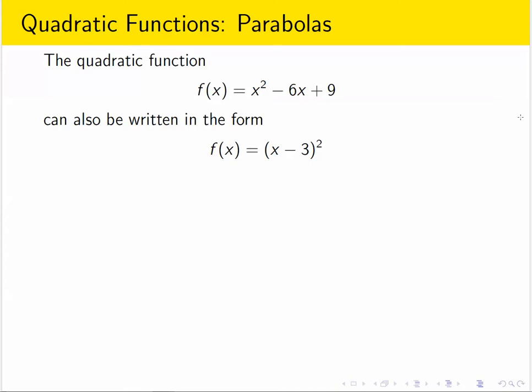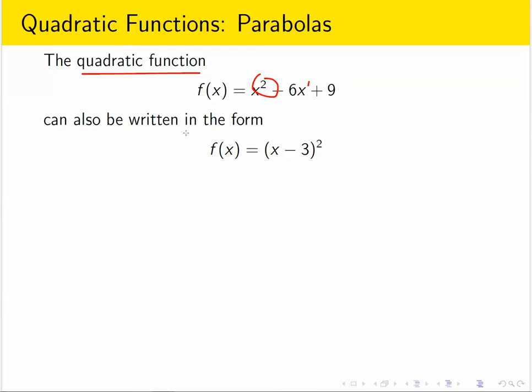Here's an example of a quadratic function. A quadratic function, like a quadratic equation, has powers of x up to and including x squared. So you can have x to the 2, x to the 1, and you can have a constant. And anything in that form is called a quadratic function.